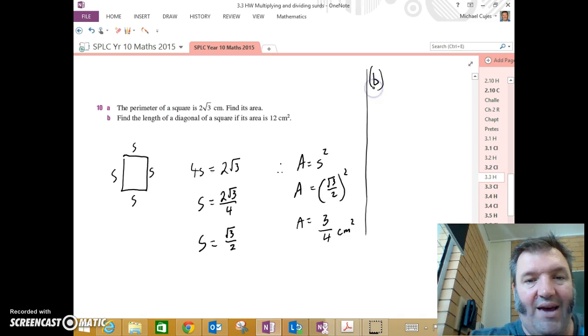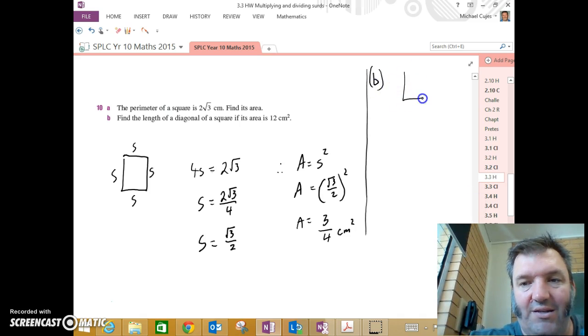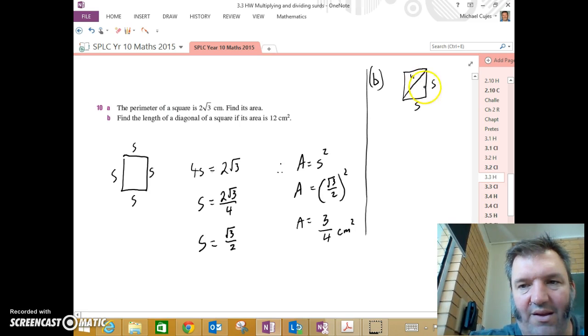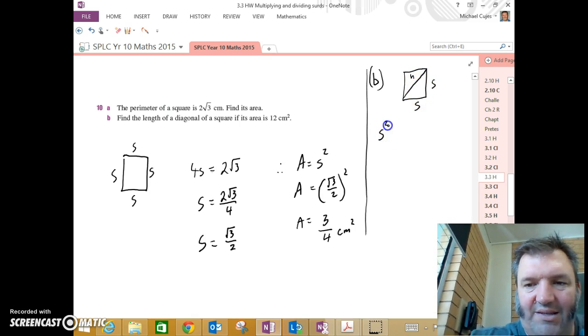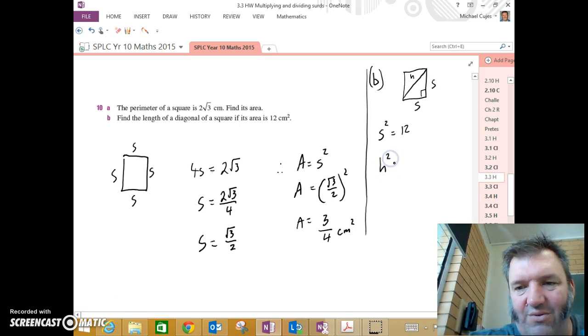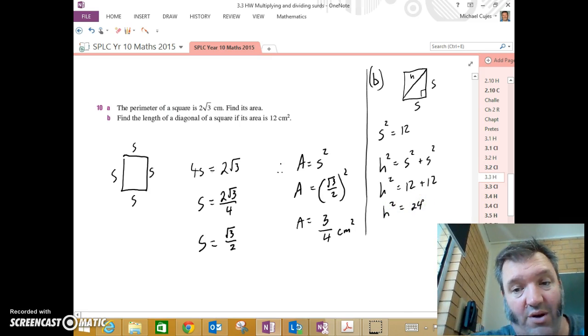Part B. Find the length of a diagonal of a square if its area is 12. Well, that's a side, that's a side. How long is that diagonal? I'm going to call it h for hypotenuse, why not? Now the area is 12, so I know s squared equals 12. But this is a right angle triangle. From Pythagoras' theorem, I know that h squared equals s squared plus s squared, and in this case it's a square, so it's s squared again. H squared equals 12 plus 12. H squared equals 24, square root.